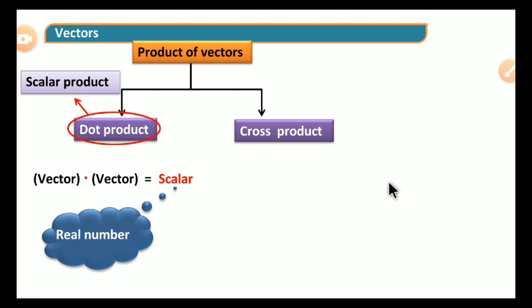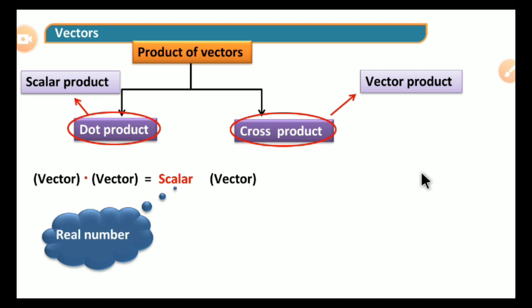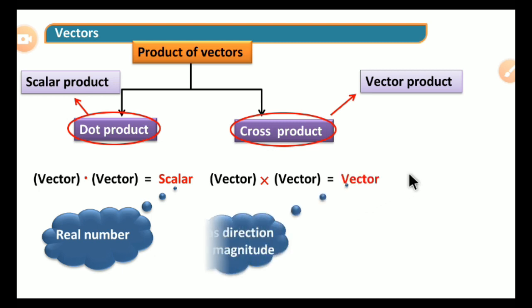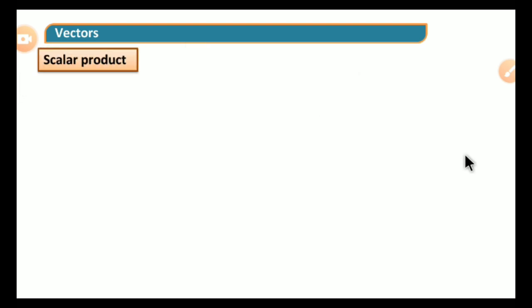Similarly, the cross product can also be called the vector product. So vector cross vector equals a vector quantity, which means it has a direction and also magnitude. Dot product and cross product are both the types of product of vectors. Now let me discuss the dot product or scalar product.